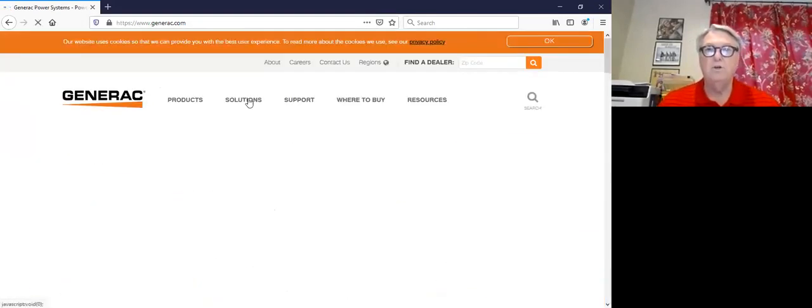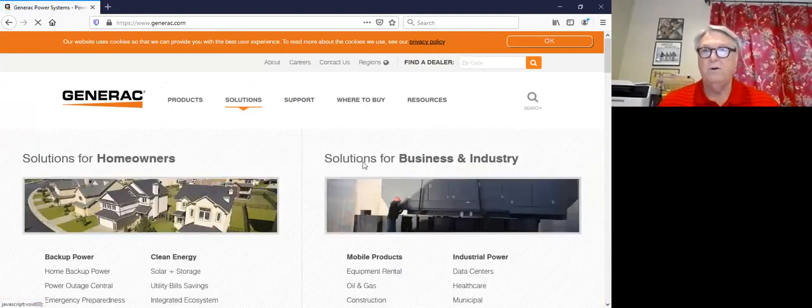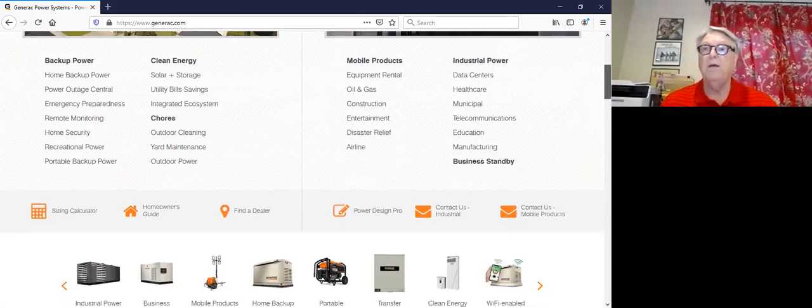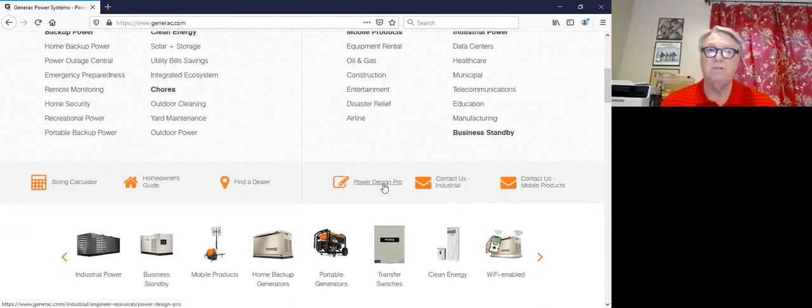Let's go to solutions here rather than products. And over here, it'll be solutions for business and industry. That sounds better. And if we go down here, it says Power Design Pro. That's the program that you want. Now, if you look over here, there's another sizing calculator, but that's for residentials. And you'll notice that it's under the residential column. If you want to go in and say, hey, I've got an air conditioner and 2 freezers and so on, and have Generac tell you what size residential generator you're going to need, that's the place to go. But we're going to stick with the industrial one.